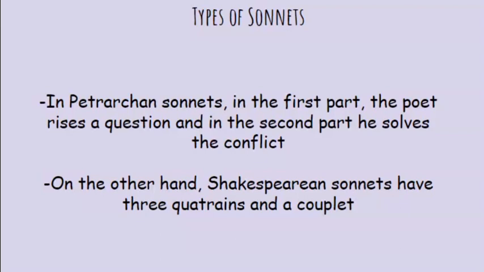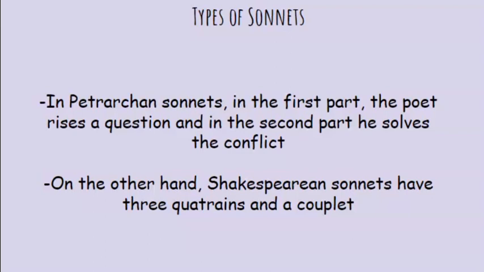This kind of sonnet has 2 parts or sections. In the first section, the poet raises a question or conflict, and in the last section, the poet solves the question. On the other hand, famous Shakespearean sonnets have 3 quatrains and a final couplet. All the sonnets have some matchings and some mismatchings.